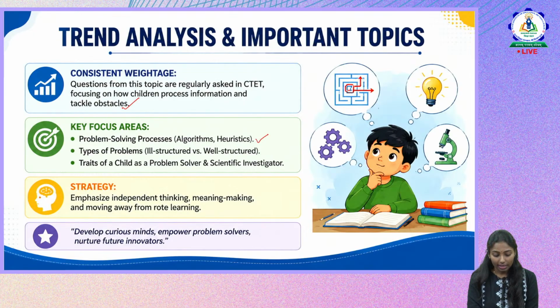Then they also asked about the types of problems, that is there are two types of problems, ill structured and well structured. So there are two kinds of problems. So उसके बारे में पूछा जा रहा था। And they also asked about traits of a child. What are the traits of a child if he's a problem solver? And what are the traits of a child if he's a scientific investigator? So इसके बारे में पूछा जा रहा था.